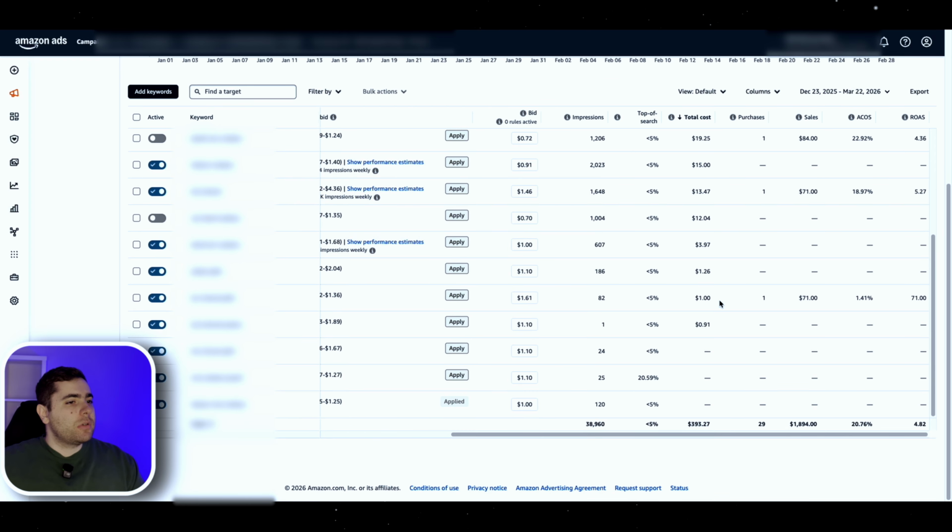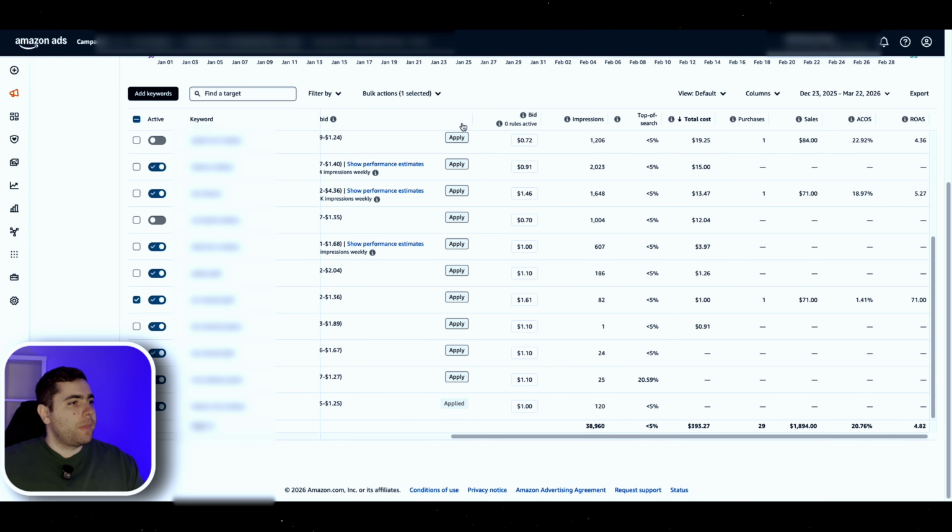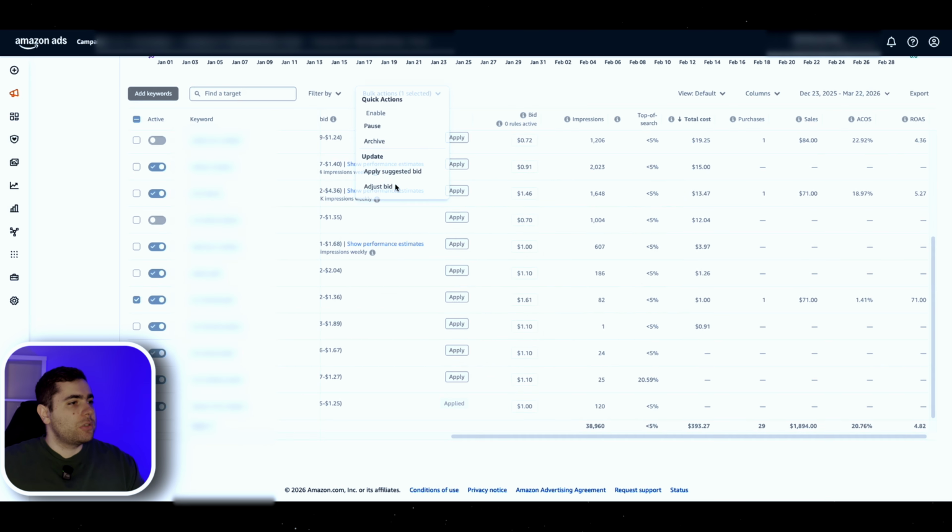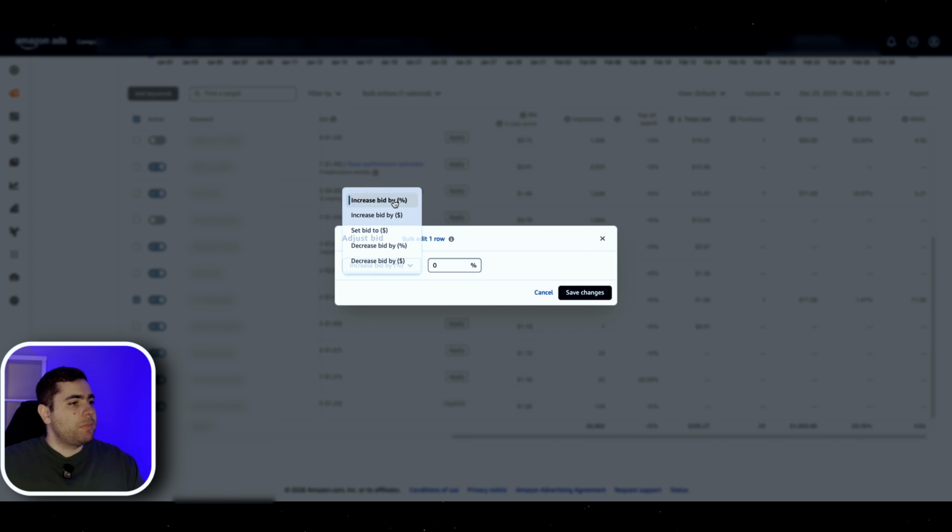At the same time, you can see that, for example, this target has very low spend on the last 3 months, but has very low ACOS. We can consider to increase the bid here by 10%. So basically how we're doing this, we're choosing here, then about action, adjust bid, increase bid by percentage, and choose 10% here.